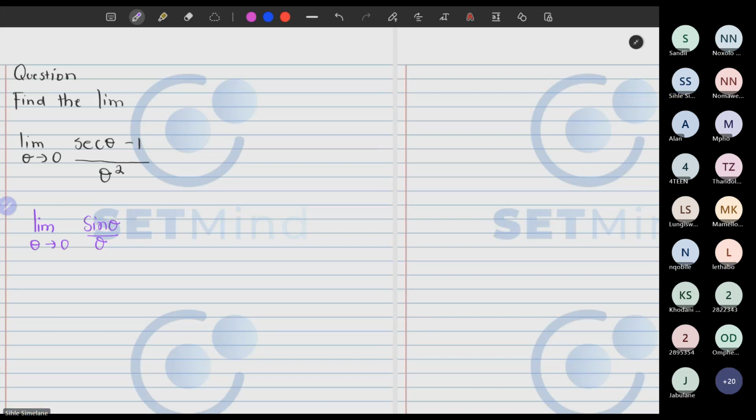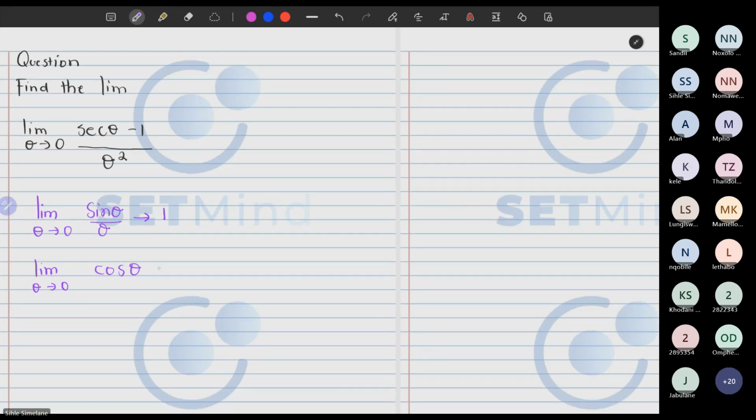Do you remember what the limit of sine theta divided by theta is as theta approaches 0? Did you find yourself doing anything like this? Yes, sir. What is this approaching? 1. You did it in class. Yes. Okay. What is the limit as theta approaches 0 of cos theta? 1. Okay. And then obviously the limit as theta approaches 0 of sine theta would approach 0.